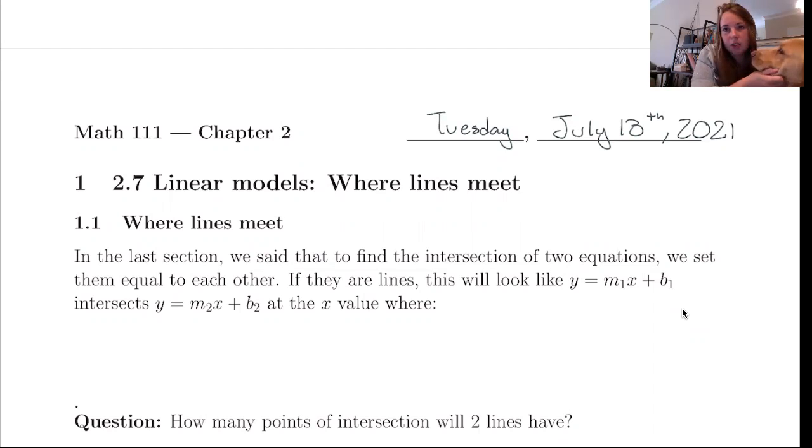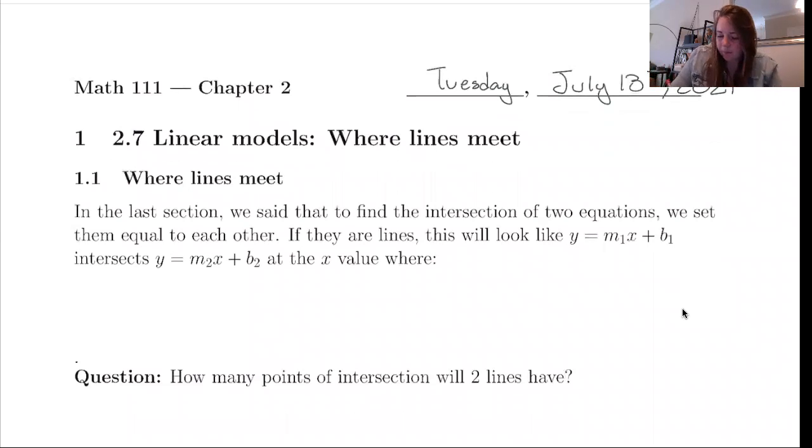2.7, we're still talking about linear models, but specifically now we're talking about where lines meet. Not in the last section, but we kind of could have made that connection. We've talked before about where lines meet and specifically also where they don't meet. So we said that we can find the intersection of two equations by setting them equal to each other. We did a problem where y equaled 500, which is like something right there, and that point right there is the intersection of the two.